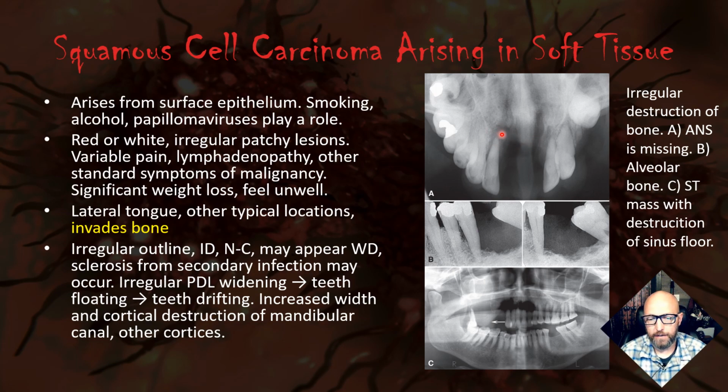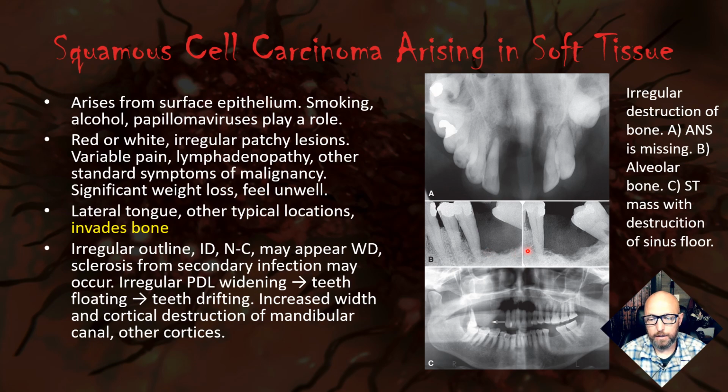So very ill-defined, blended border, perfect candidate for a potential malignancy. Really destroyed the anterior maxilla here. This one has more of a well-defined, but that ragged border. We have a little spindle of trabeculation left, kind of a ragged border.